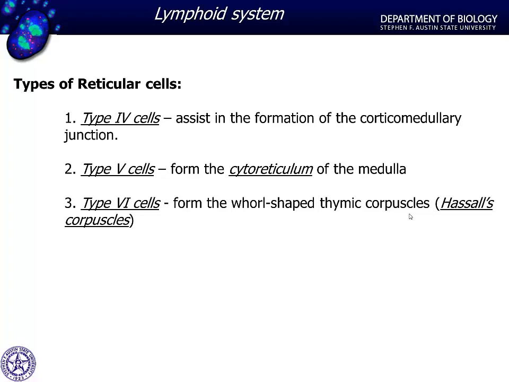Now, lastly, the type 6 epithelial reticular cells are going to form the very characteristic whorl-shaped structures of the thymus that are called Hassall's corpuscles. And once you see these, then there will be no question in your mind you are looking at the thymus.